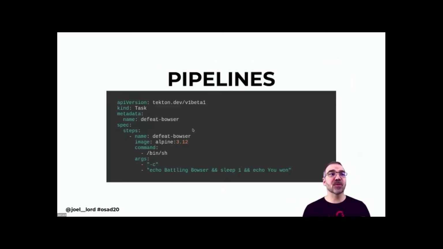So to create your first pipeline, what we're going to do is that we will create a series of tasks that will lead to Mario defeating Bowser, right? Because that's what Mario ultimately wants to do. So the first thing that we'll want to do is to create this specific task that will defeat Bowser. So the step here will be to defeat Bowser, and it will just echo battling Bowser, pause for a second, and then echo you won.